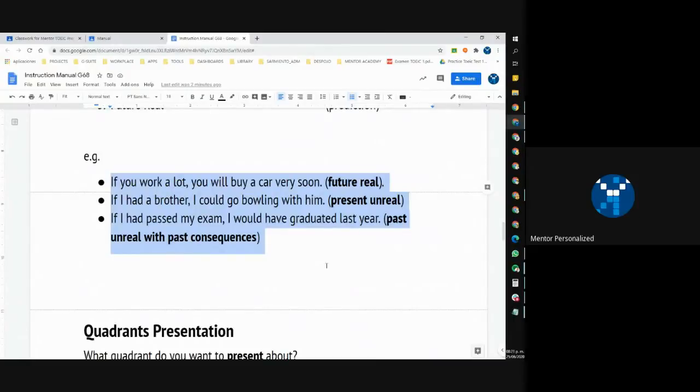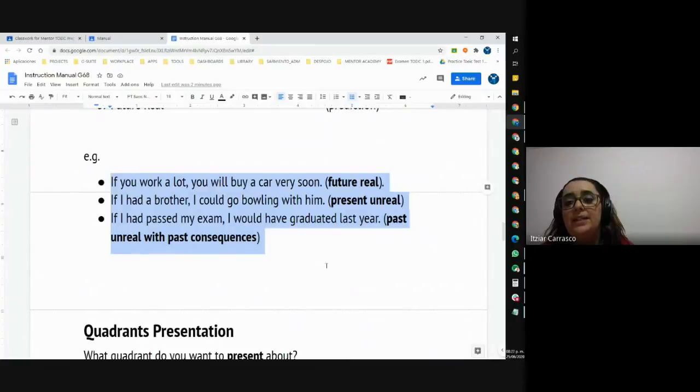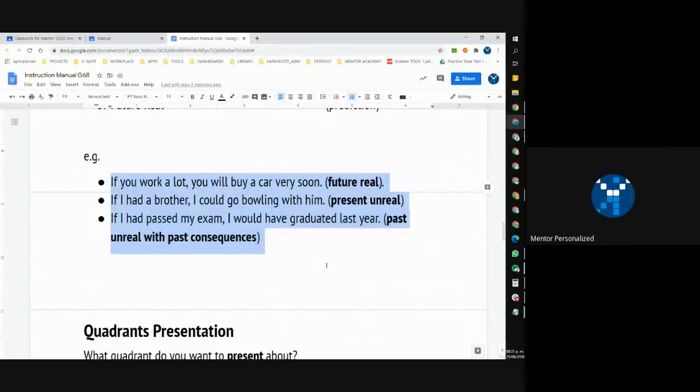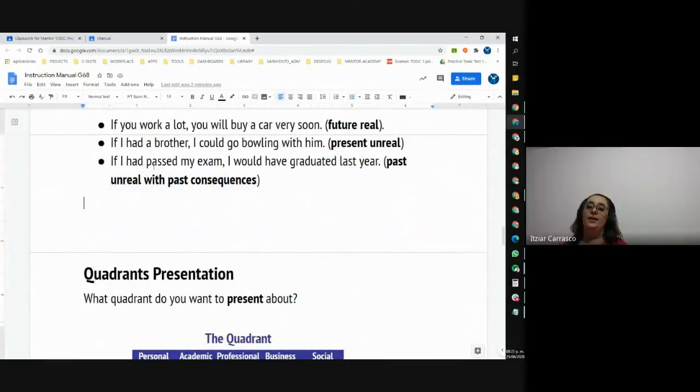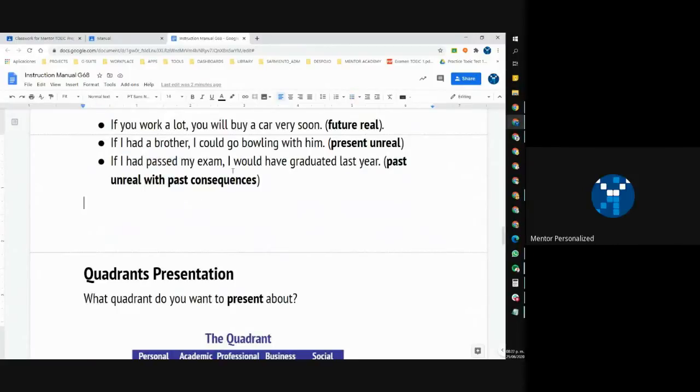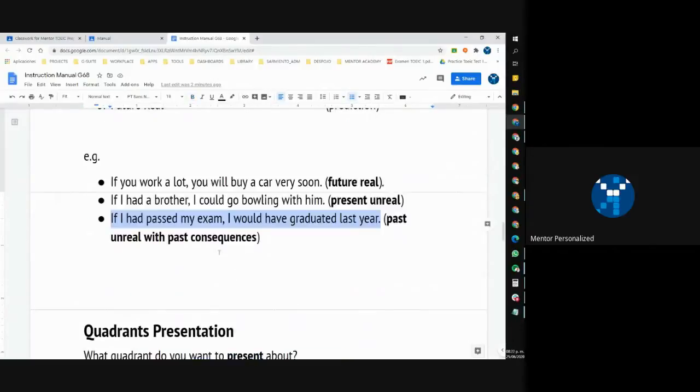Number 3. If I had passed my exam, I would have graduated last year. What is the unreal past form? What is the consequence? What is the past participle form of graduate? Graduated. Correct. Very good. This is past unreal with past consequences. Si hubiera pasado el examen, me hubiera graduado, pues qué lástima. The two actions are unreal, the two clauses.